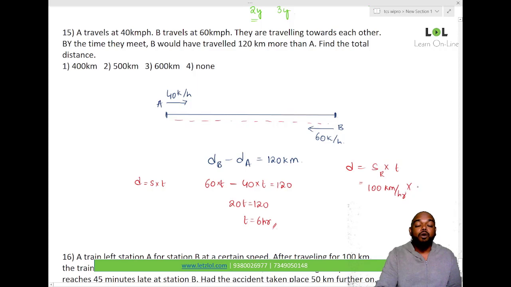Into time taken. How long did they travel? They traveled 6 hours before they met. So hours get cancelled. 100 into 6 will be 600 kilometers. That must be my answer.